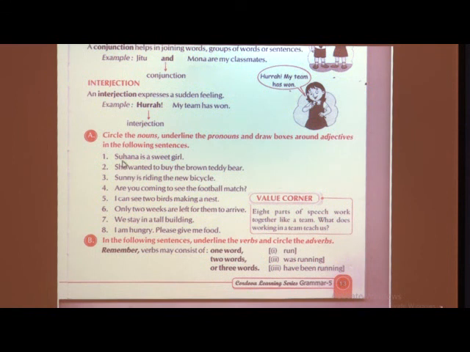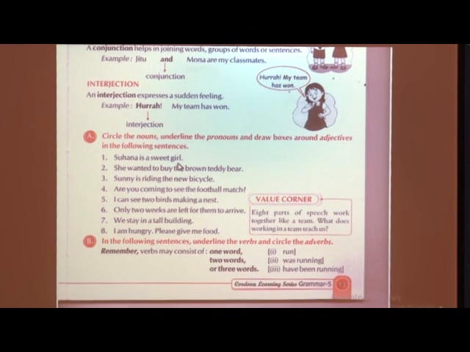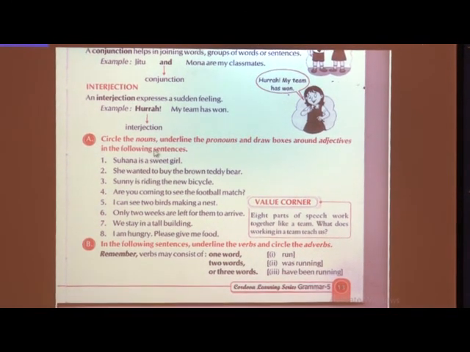If you take the first sentence, Suhana is a sweet girl. Now, which is a noun? Suhana. So, you are going to circle Suhana, then underline the pronoun. The pronoun is not there. If you see here, there is an adjective, that is sweet. One more noun we can find here is girl. So, Suhana and girl are nouns, and you have to circle them. And sweet is an adjective because it is describing this girl. It is telling the quality of this girl, that she is sweet. So, this is an adjective. You have to draw a box around sweet.